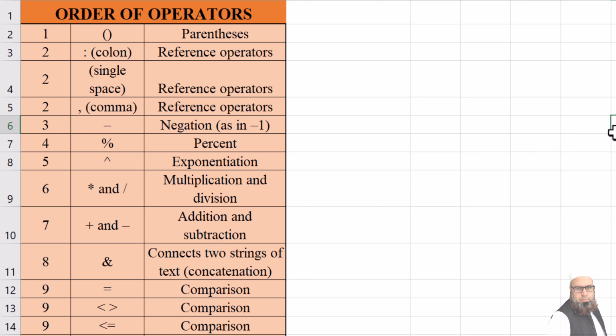Parentheses will be solved on a priority basis. Then range references will be solved. After that, negation will be solved. In the fourth step, percentage will be converted. In the fifth step, exponentiation will be solved. In the sixth step, multiplication and division. In the seventh step, addition and subtraction. In the eighth step, connecting two strings of text. And in the ninth step, comparison or logical operators will be used.